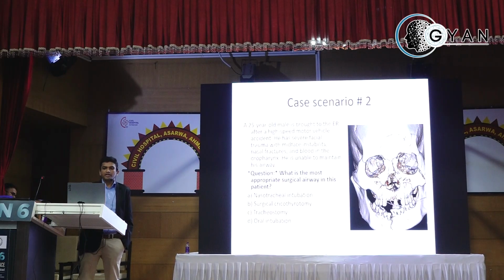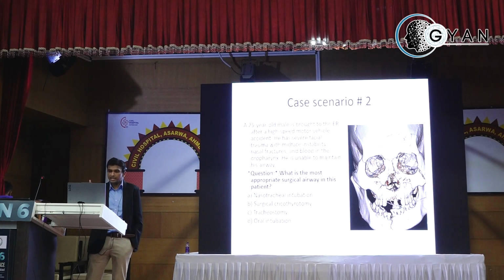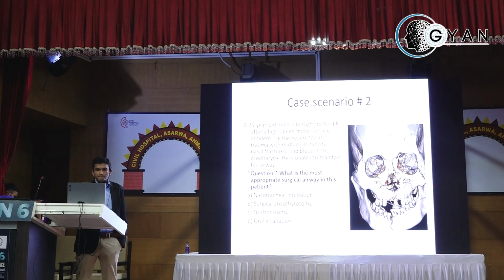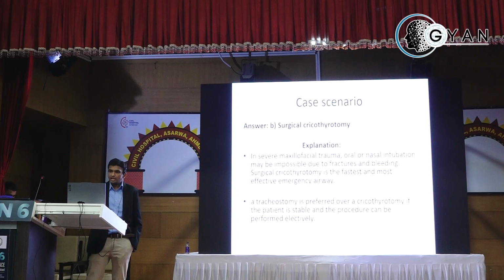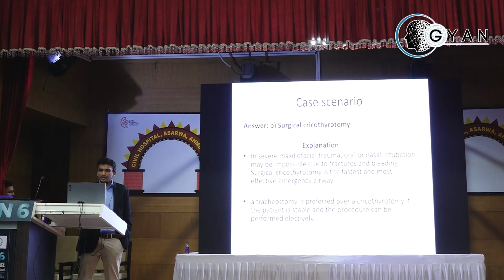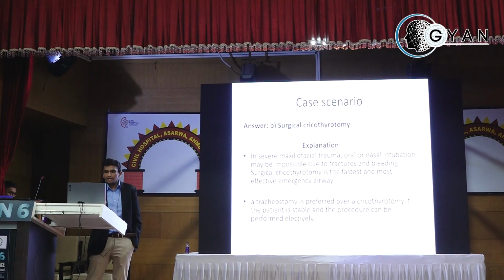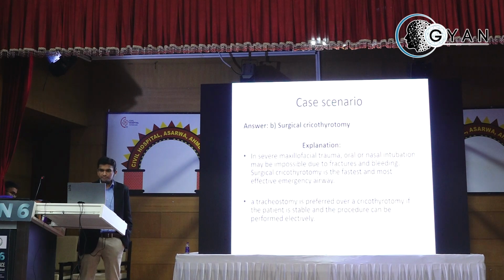Now another patient, 25-year-old, brought to the ER after a high-speed motor vehicle accident, with several facial traumas, mid-face instability, nasal fracture, and blood in the oropharynx, unable to maintain his airway. Choice of airway? Come on, already discussed. B, surgical cricothyrotomy. In severe maxillofacial trauma, oral and nasal intubation may be impossible due to fracture. Surgical cricothyrotomy is the fastest. Tracheostomy is preferred over cricothyrotomy if the patient is stable and the procedure can be performed electively.